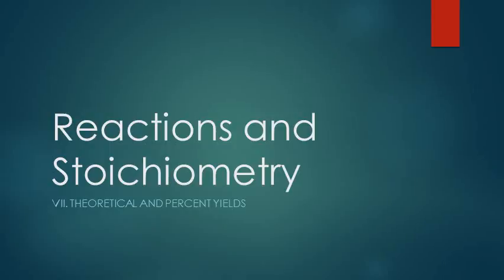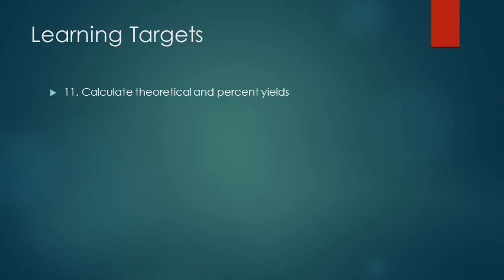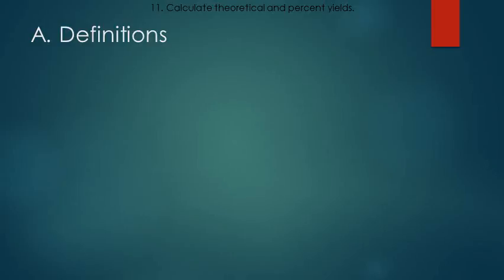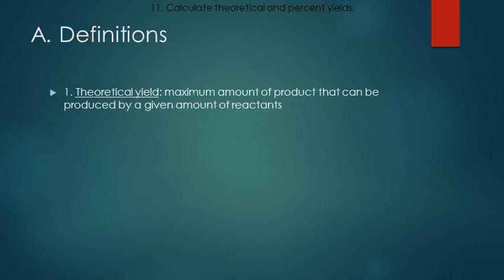The next and final lesson in our reaction and stoichiometry unit is on theoretical and percent yields. One learning target for this lesson: we want to be able to calculate theoretical and percent yields. Before we get into the calculations, let's take a look at some basic definitions.